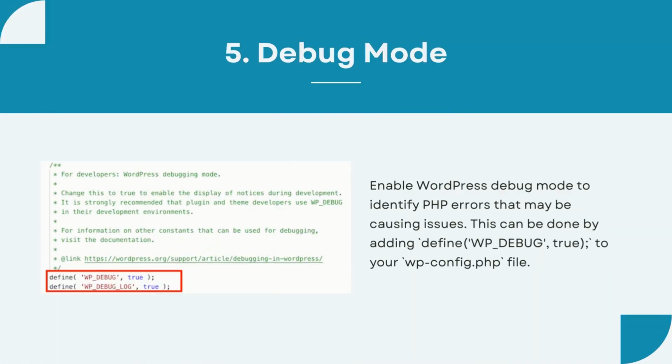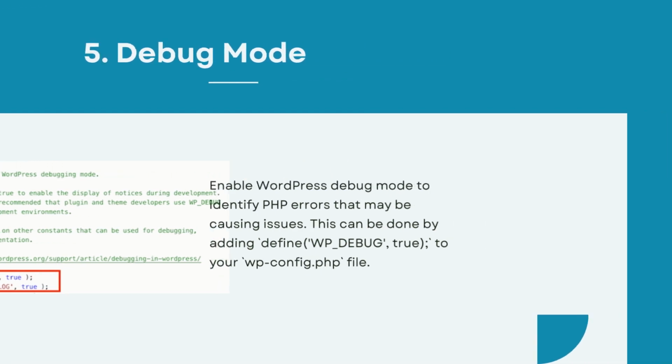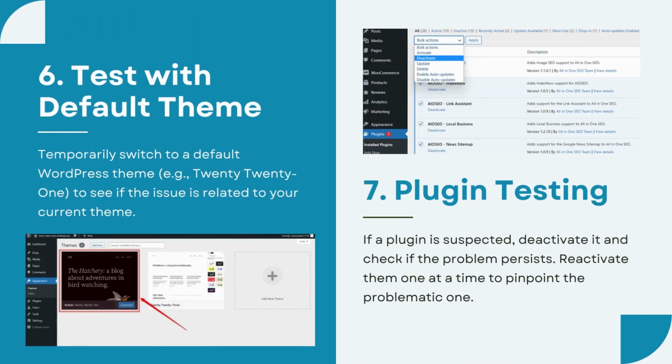5. Debug mode. Enable WordPress debug mode to identify PHP errors that may be causing issues. This can be done by adding define('WP_DEBUG', true); to your wp-config.php file. 6. Test with a default theme. Temporarily switch to a default WordPress theme, e.g., Twenty Twenty-One, to see if the issue is related to your current theme.